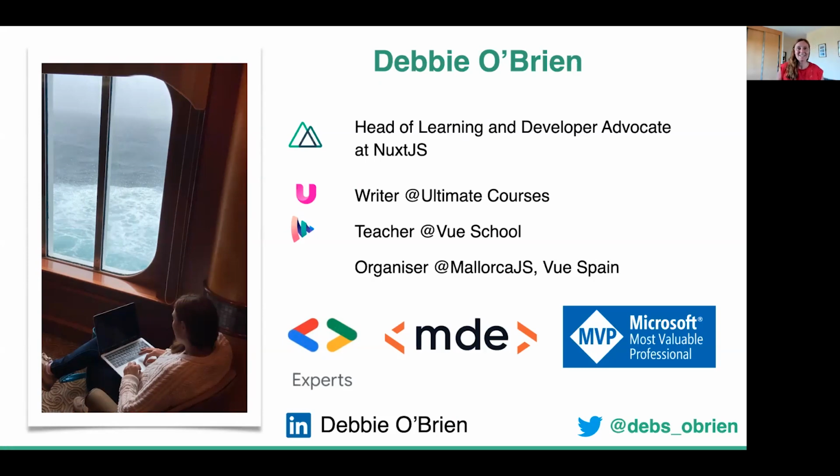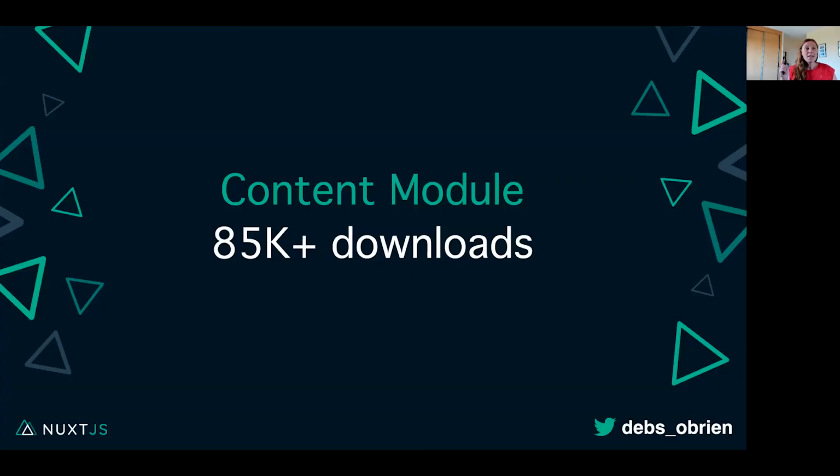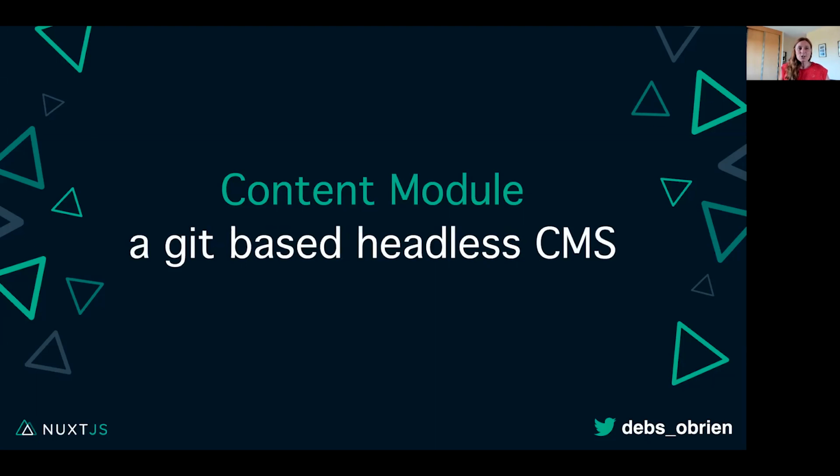Okay, let's get started. The Nuxt content module has had 85,000 plus downloads since I created this slide. And that's gone up quite a bit, so if you check now, it's more than that. And that's since it was released in April, so you're talking about a couple of months. Absolutely incredible. So the content module is a Git-based headless CMS.